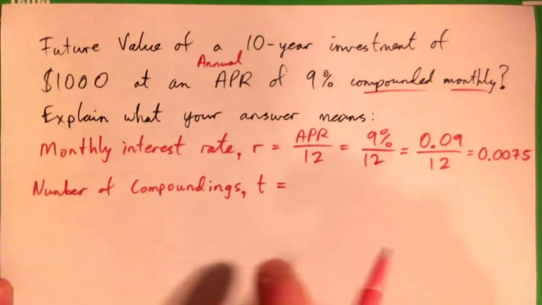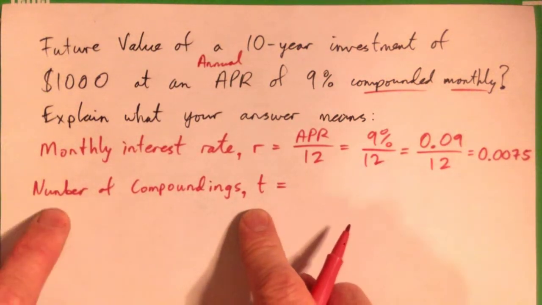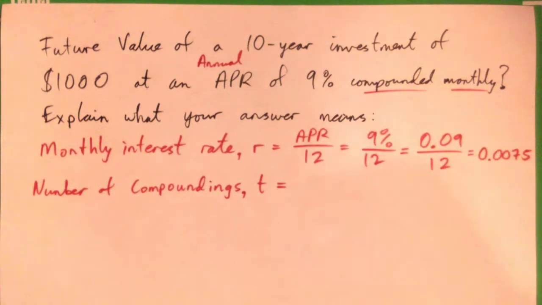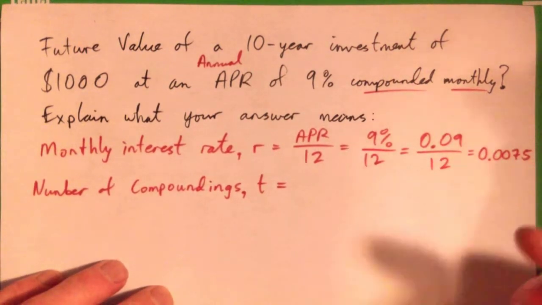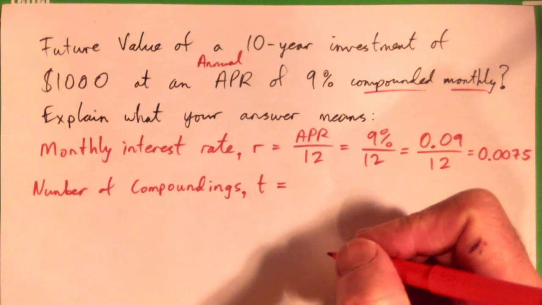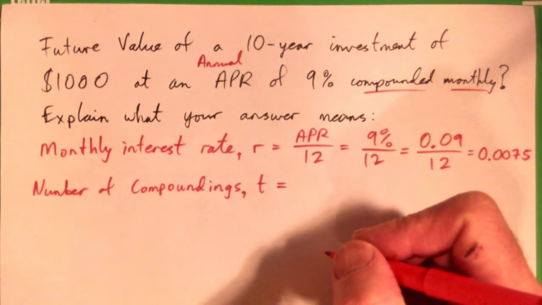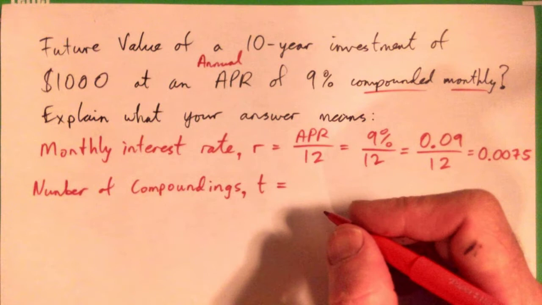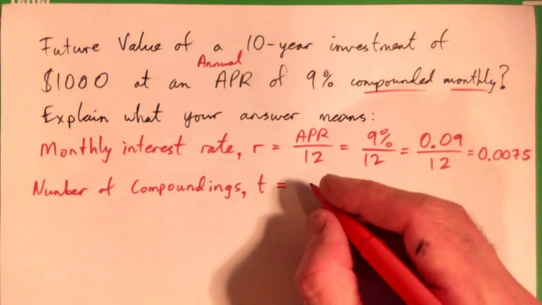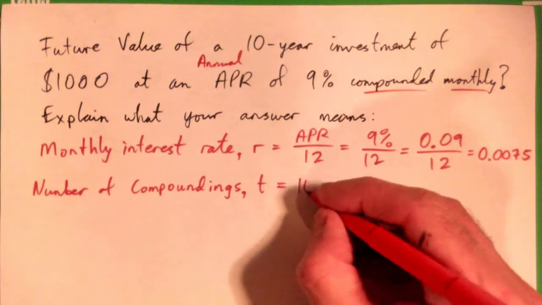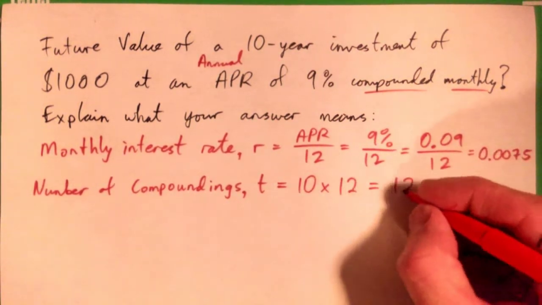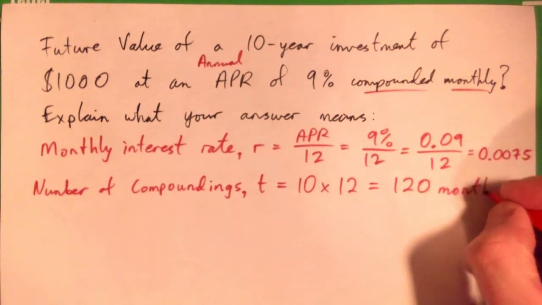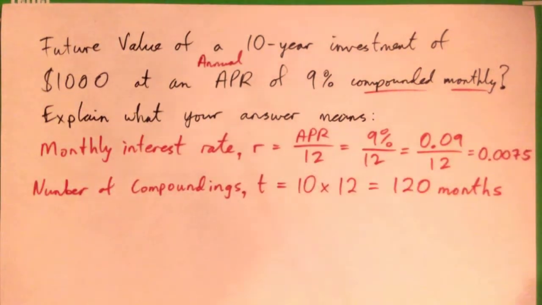Good. So now we have to get the number of compoundings. Because if this guy is compounded every month, that's not every year. That's not 10 times. It's a 10-year investment. But how many months in 10 years, right? So what's that going to be? 10 years times 12, 120 months. Because we're compounded each month for 120 months.